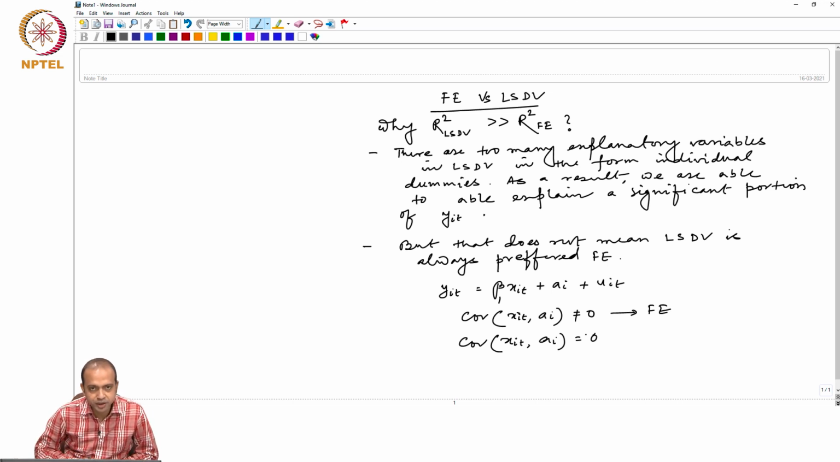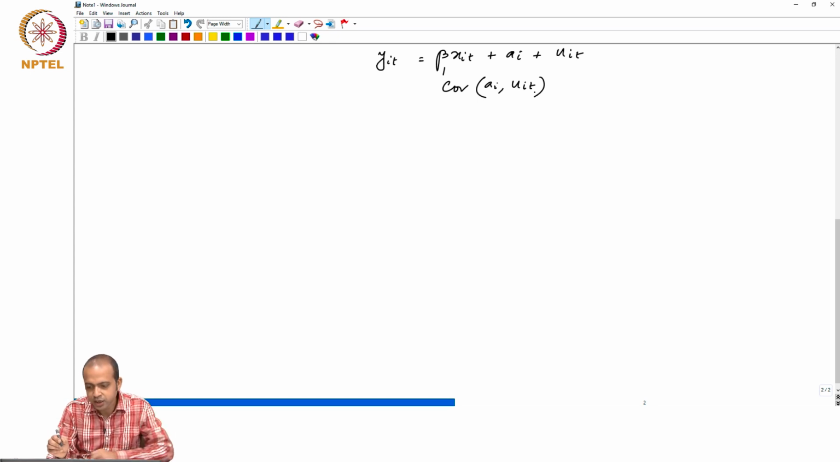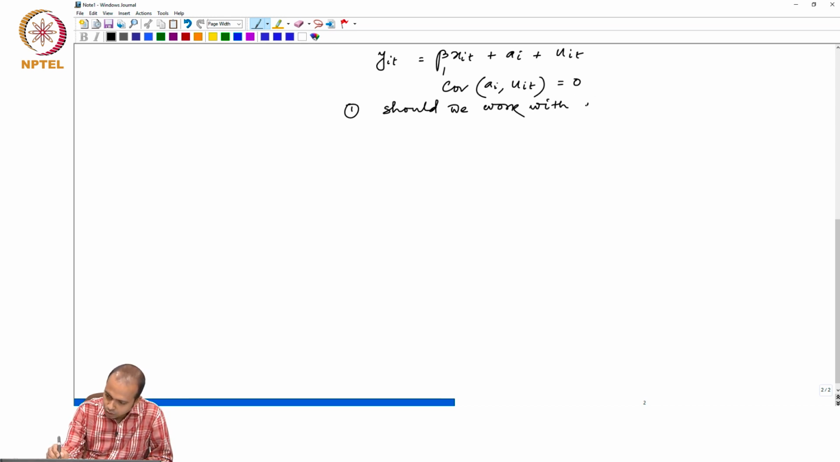So, when that is not correlated, we need a specific form. The next question is then, if our model is Y_it equals beta 1 X_it plus A_i plus U_it, and the covariance between A_i and U_it is actually 0, then the first question that comes to our mind is, should we work with a single cross section?